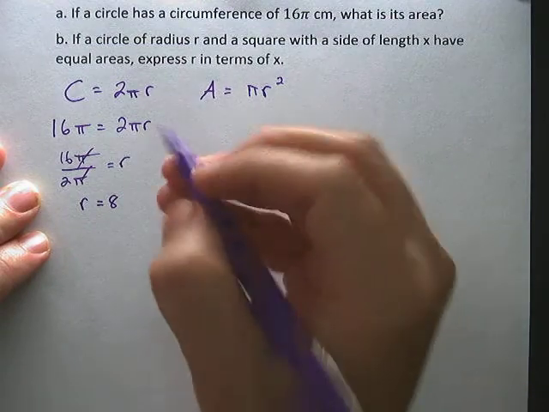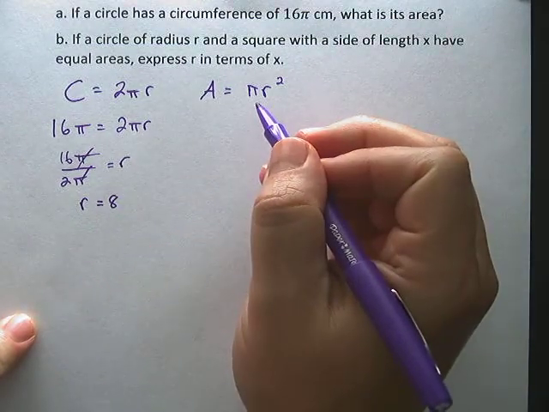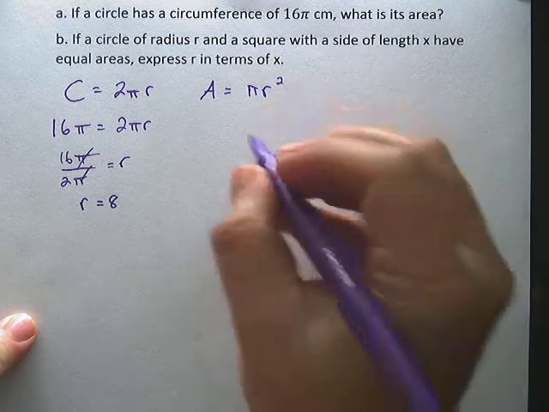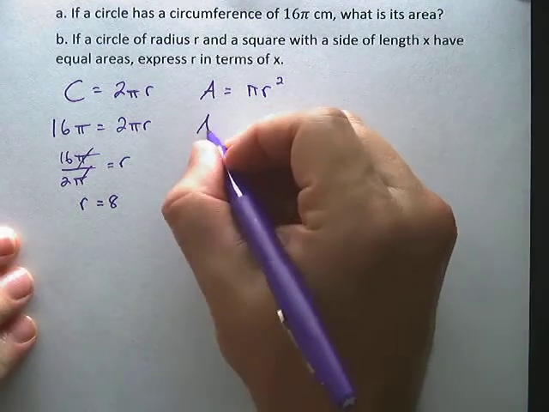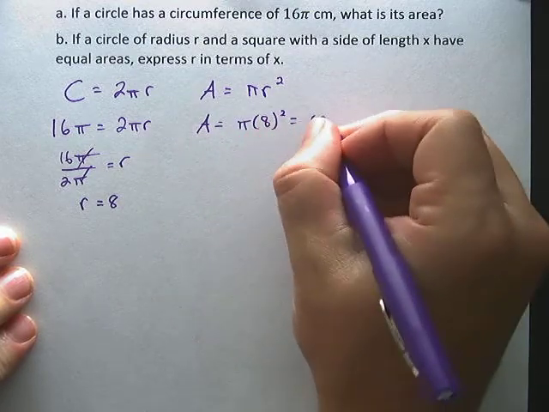Now the reason I did that is because now I can take my r and I can plug in for area. The only thing I need to find the area of a circle is the radius. Okay, so A is equal to pi times 8 squared, or 64 pi.